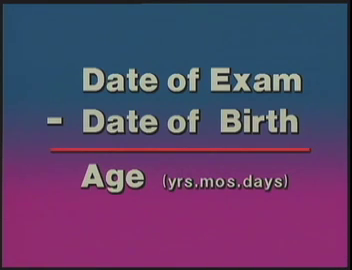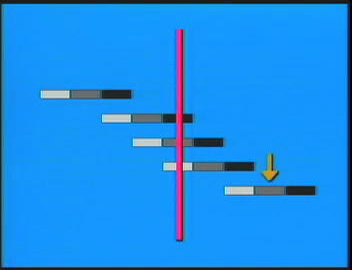Begin by computing the child's age in years, months, and days. Then draw a vertical line down the page at the location corresponding to the child's chronologic age. In this schematic diagram, recall that items to the right of, but not intersected by the line, have been attained by fewer than 25% of children this subject's chronologic age.